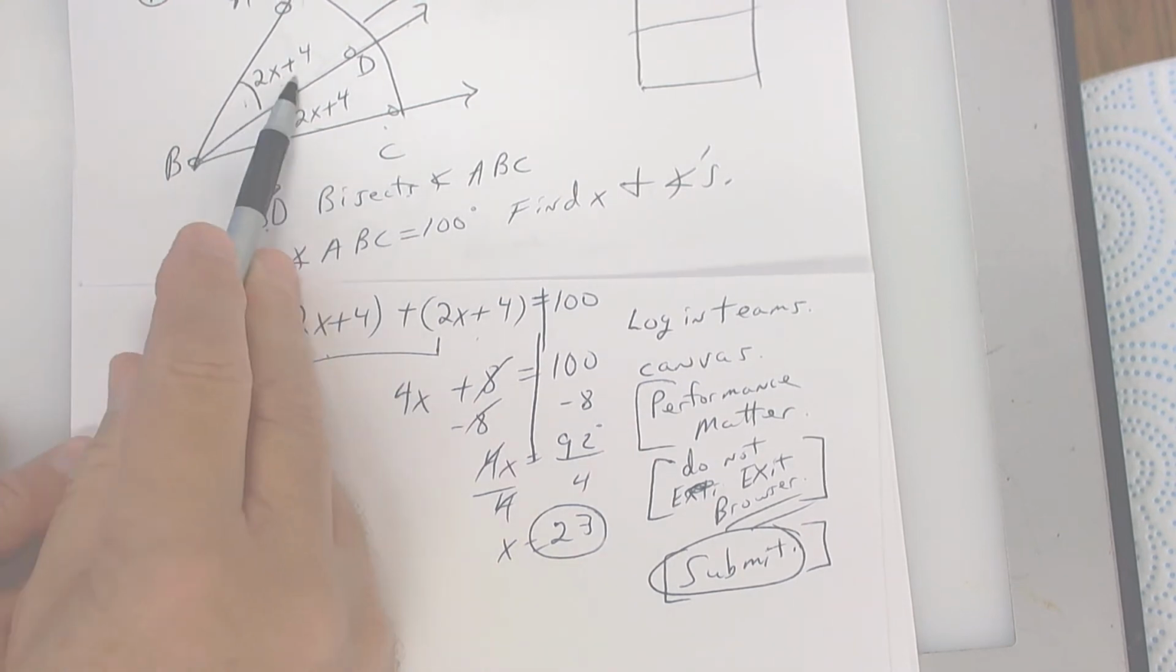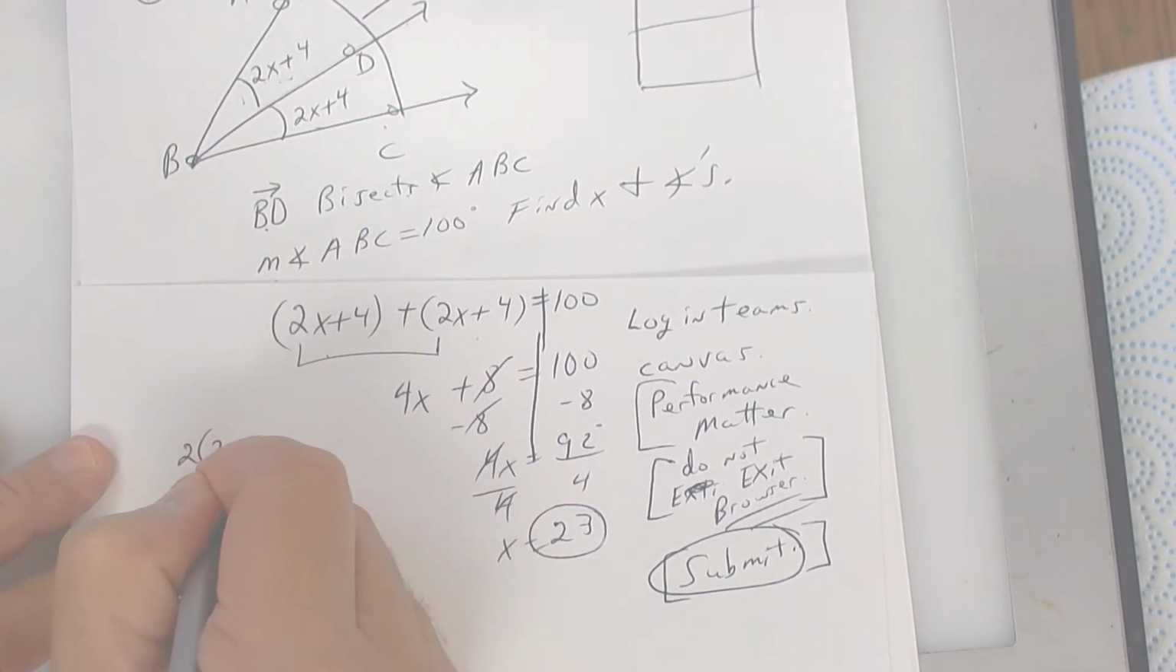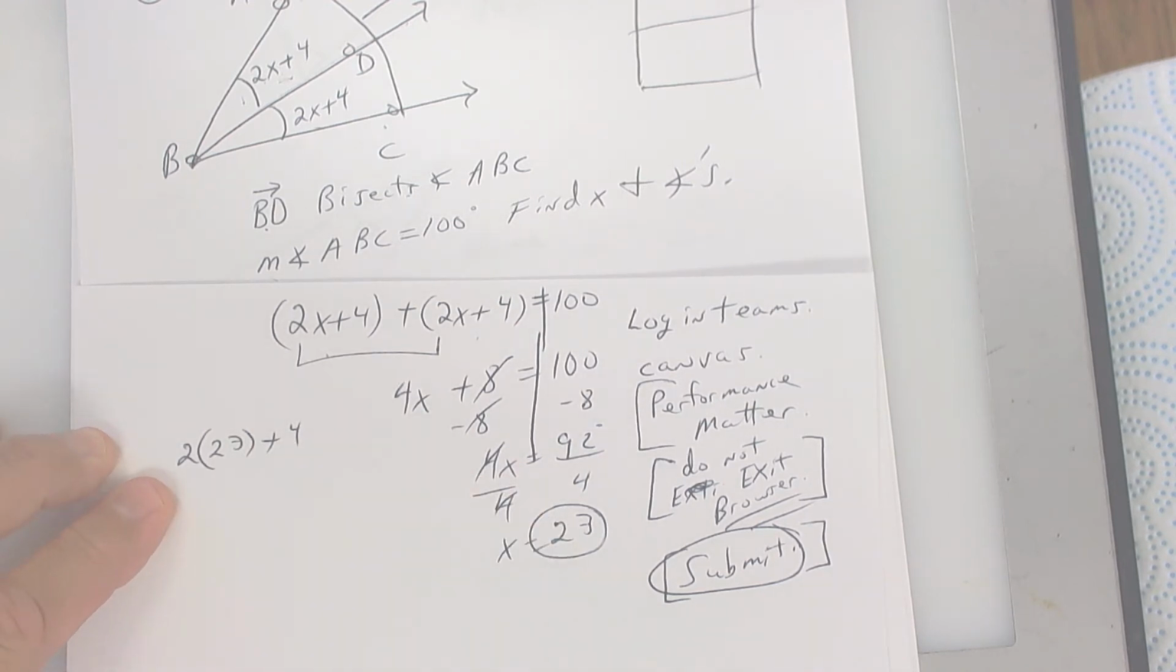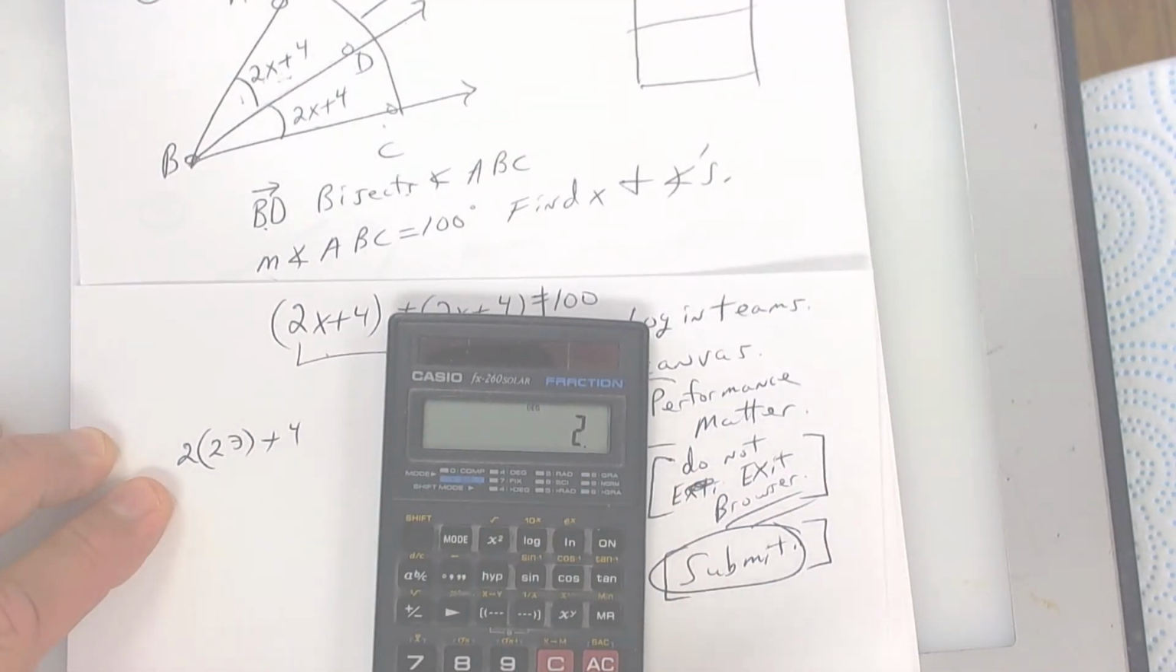Now to figure out the angle, you would take 2 times 23 plus 4.